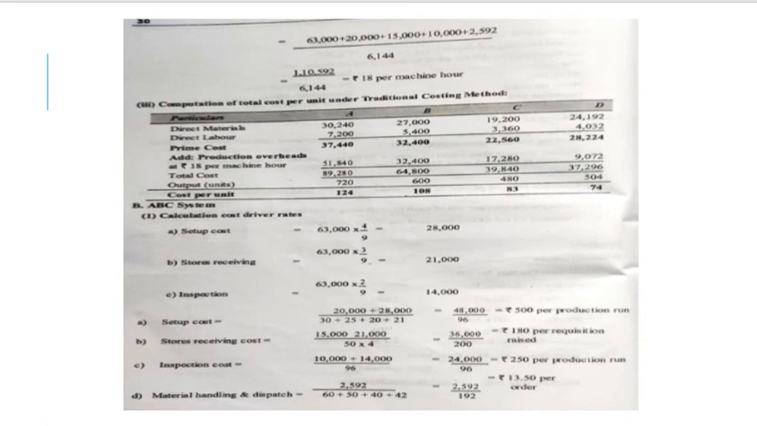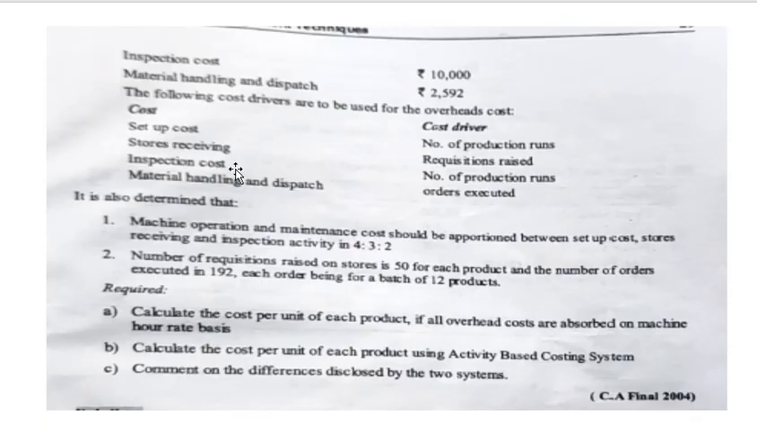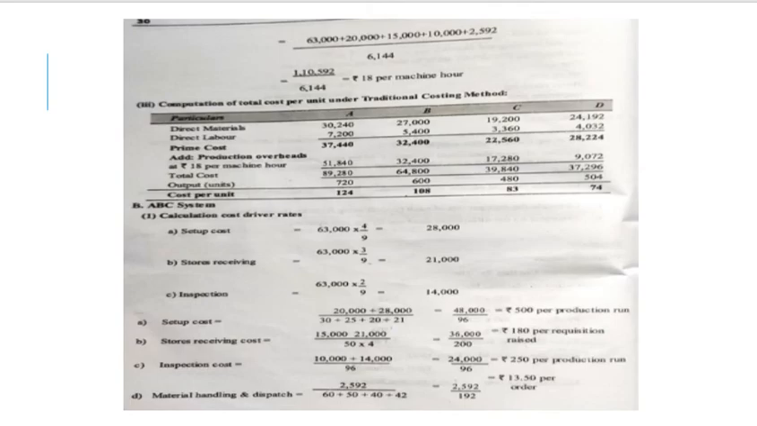Then for inspection, the cost driver which is given is the number of production runs. As for setup cost, the same denominator is being used, the number of production runs, which you have already calculated. That is 30 plus 25 plus 20 plus 21, which gives you 96. So you will be getting inspection cost of rupees 250 per production run.